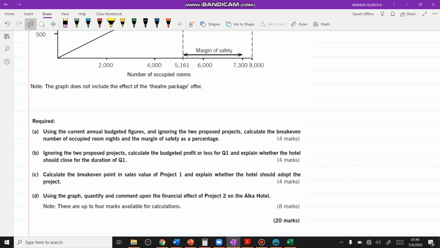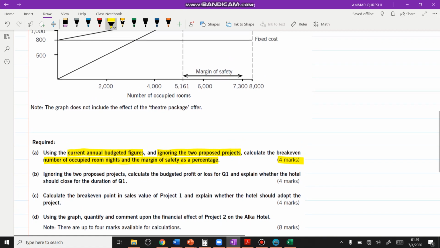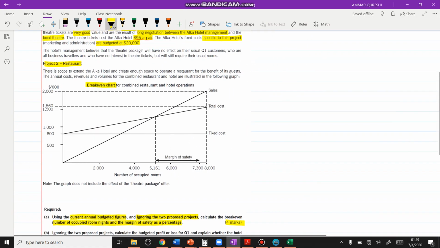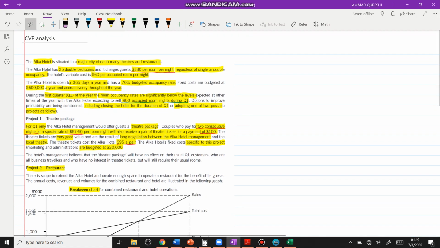Now, what is the first requirement? The first requirement is using the current annual budgeted figures and ignoring the two proposed projects. Now, this is very important. You don't have to consider these two projects. Calculate the break-even number of occupied room nights and the margin of safety as a percentage, that is for 4 months. So we are not supposed to consider these two projects. Now, how can we do that? For the calculation of break-even, what we need is the break-even point.